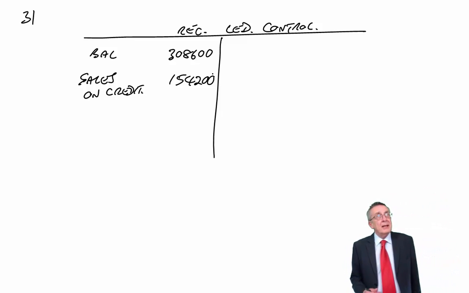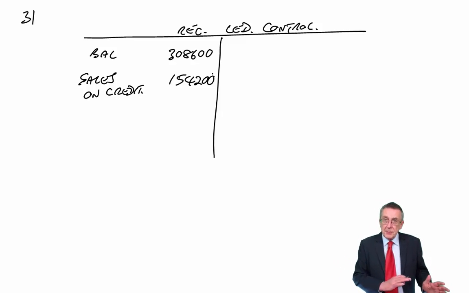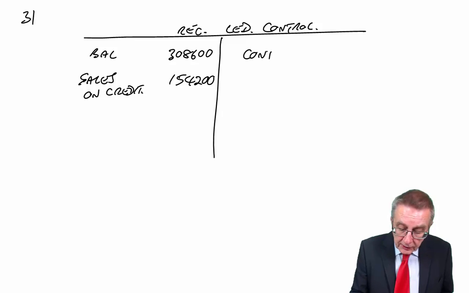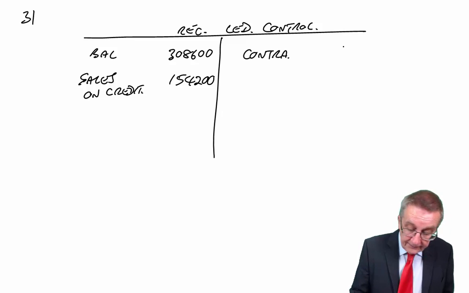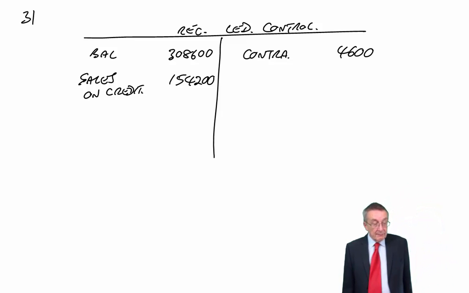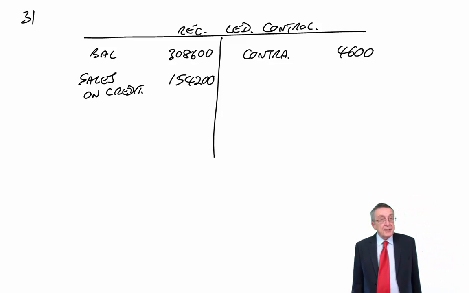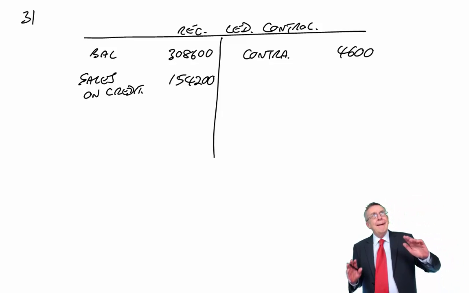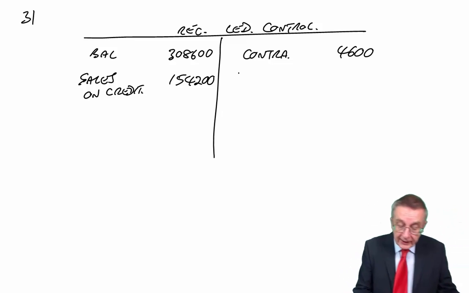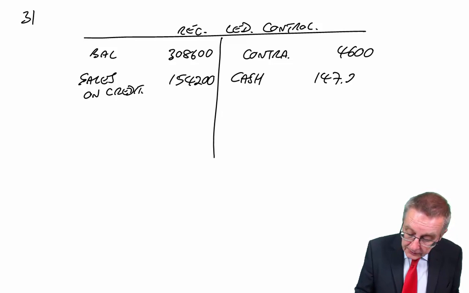Contras always reduce receivables, reduce payables. Well, if it reduces receivables, it should be on the credit side, not the debit. Let's go down the credit side now. Cash, 147,200. Is that correct? When you receive cash from customers, debit cash, credit receivable, that's fine. 147,200.